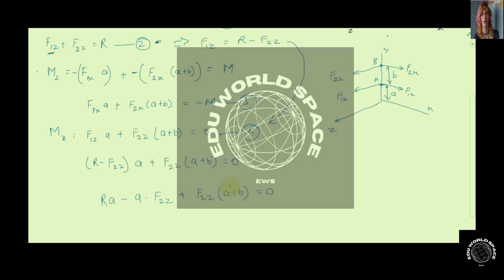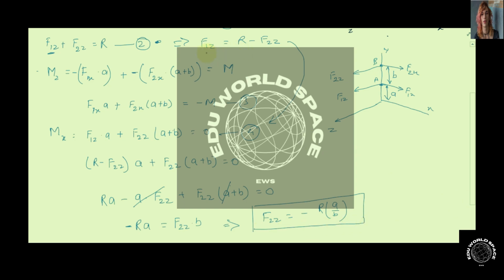So from here we see that if you multiply F2z with a, this is a into F2z, and this is minus a into F2z, and this will be plus a into F2z. So we can cancel out these terms. So Ra minus Ra equals F2z into b. From here we can say F2z is equal to minus R times a upon b. So this is the expression for the F2z component.